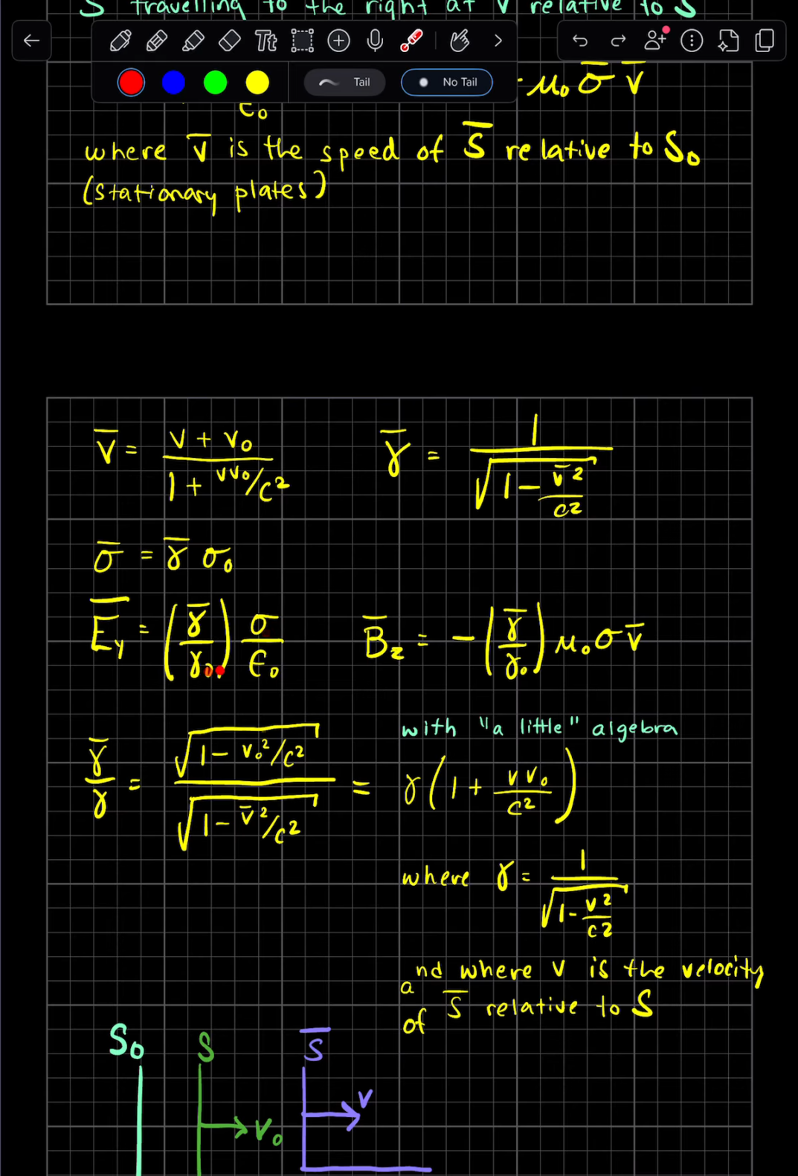If we divide by gamma naught, that takes us back to the stationary frame. And then if we multiply by gamma bar, that takes us to the S bar frame. So this takes us into the S bar frame. And we can do the same thing, or a similar thing, to get BZ in the S bar frame.